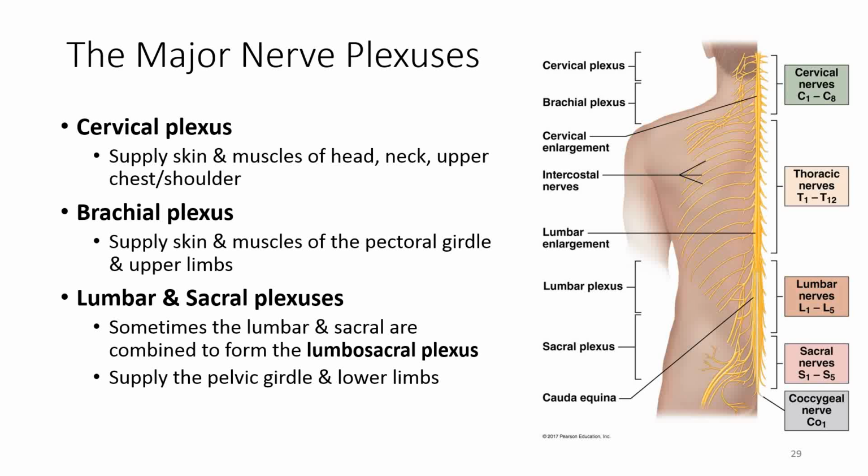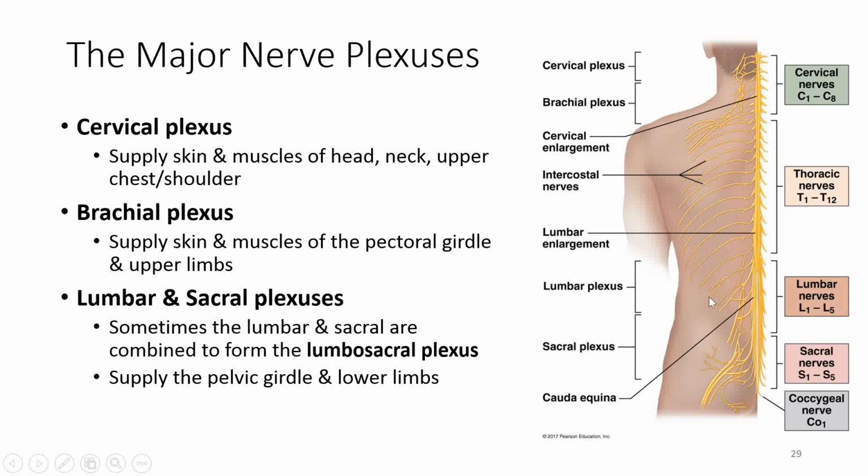You also have the brachial plexus, which is this guy right here, brachial plexus down here. You can kind of see that there is cervical involvement here and then also thoracic. So here you've got brachial plexus that is going to supply the upper limbs and the pectoral girdle, so like anterior chest and then the upper limbs.